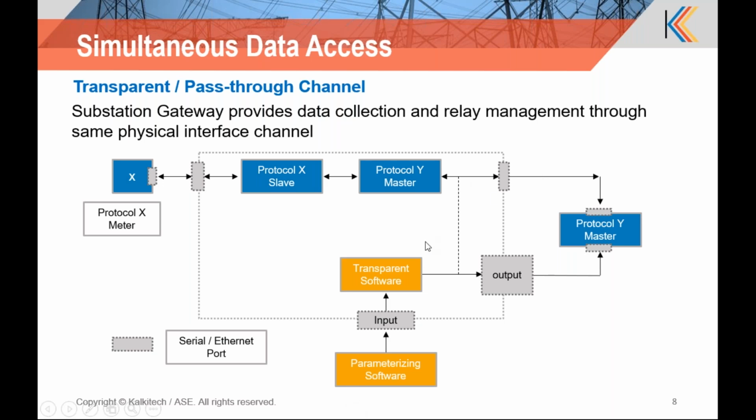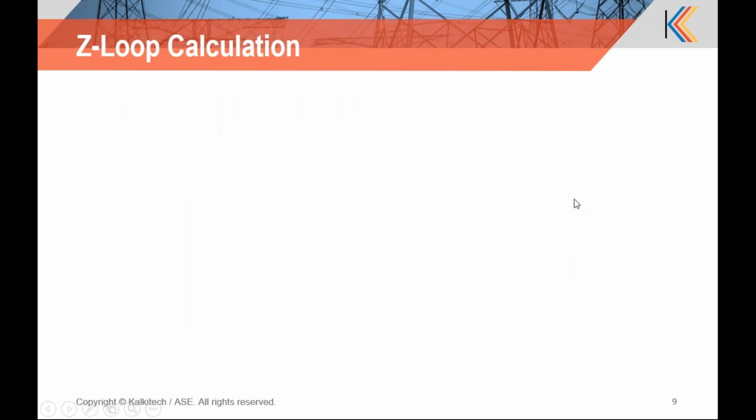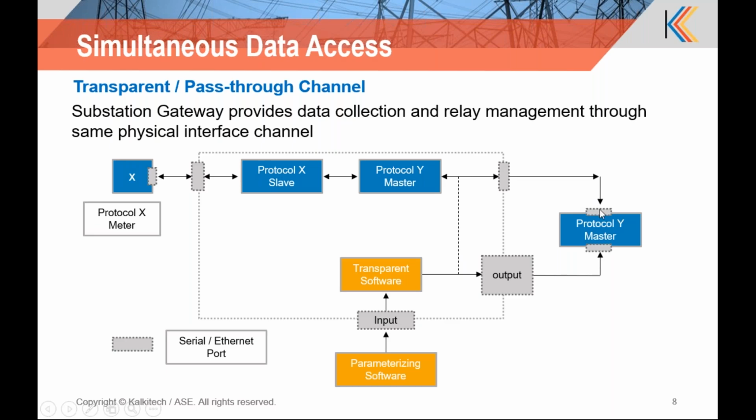So we have an internal algorithm in which 2 methods can be used. One is the total control method, that is, whenever there is any data from the parameterization tool, we will pass that data only through the main channel. So the main channel gets blocked, and only this data is transmitted to the corresponding port. That is a complete control method.